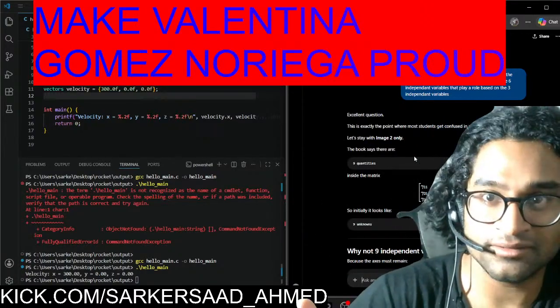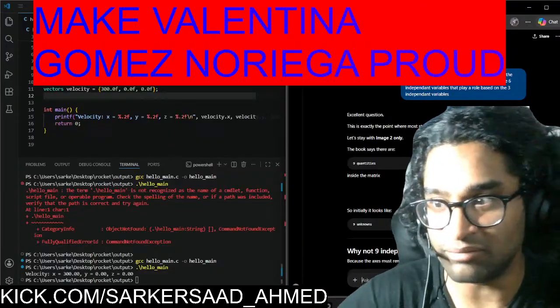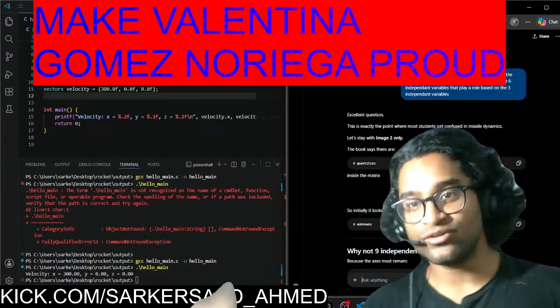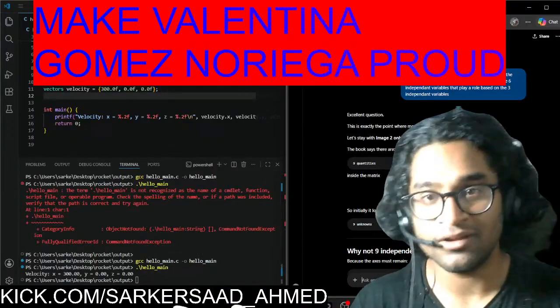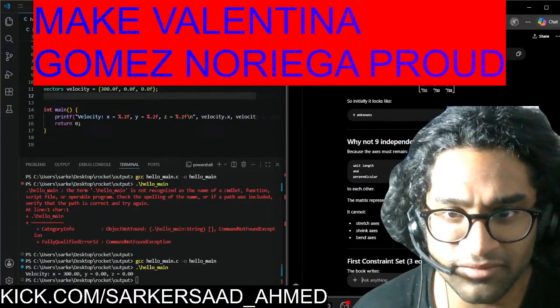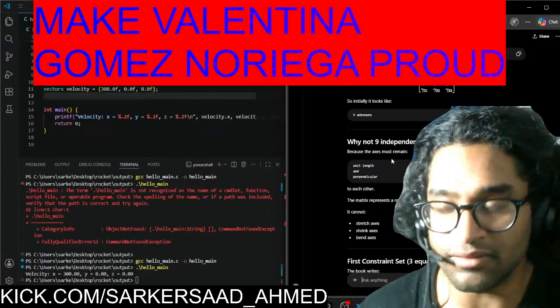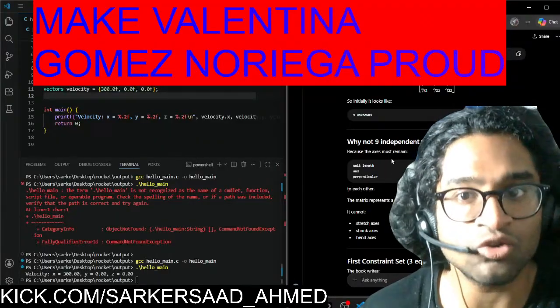You said that, but the only reason you said that is because you stated it. But before stating, let's say you looked at the matrix, you saw the matrix. Well, I don't know what this is. And why not nine independent variables? Because the axes must remain unit length and perpendicular. So in one way or another, it correlates to something.